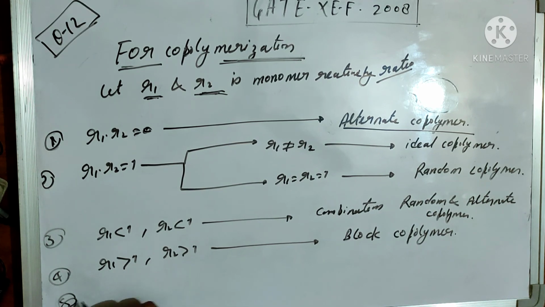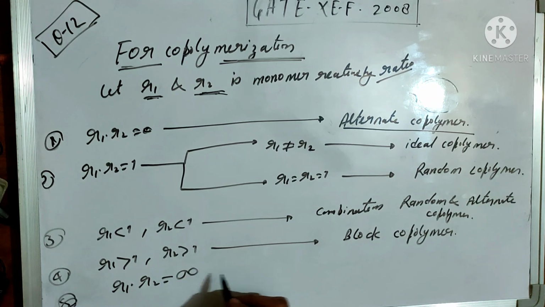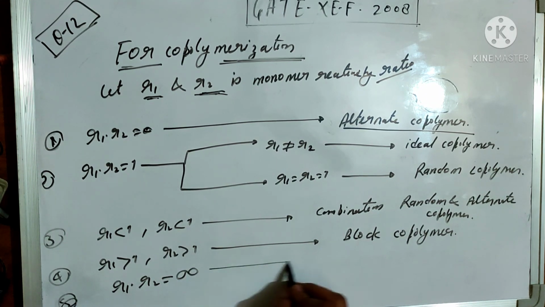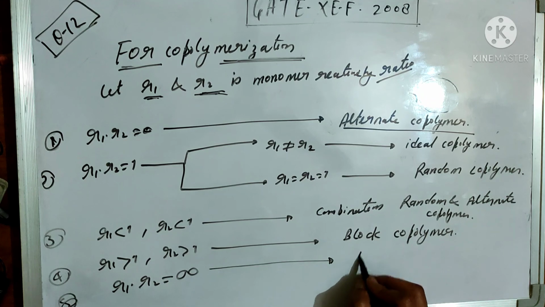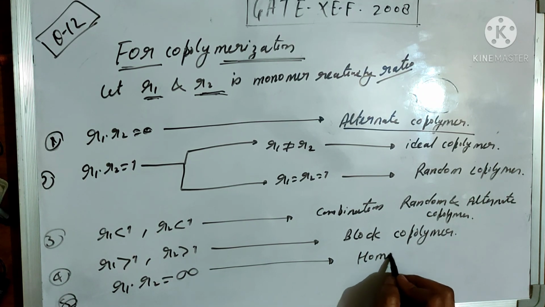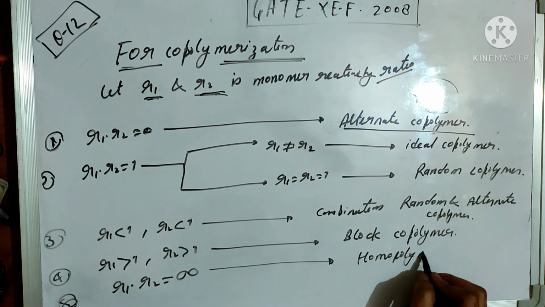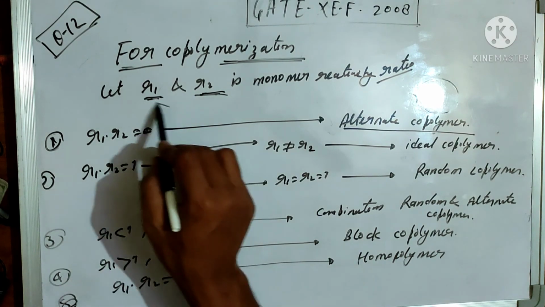Condition number 5. When r1·r2 goes to infinity, in that case the polymer formed by the copolymerization technique is a homopolymer. Then remember this condition.